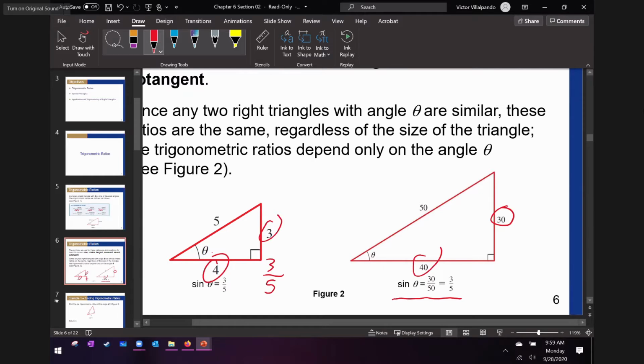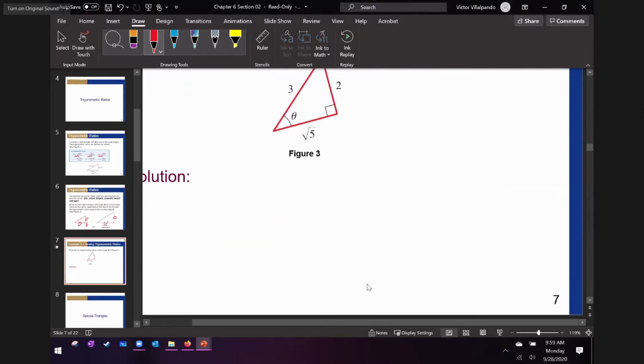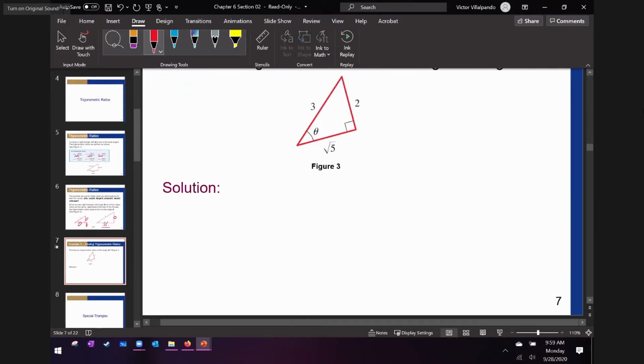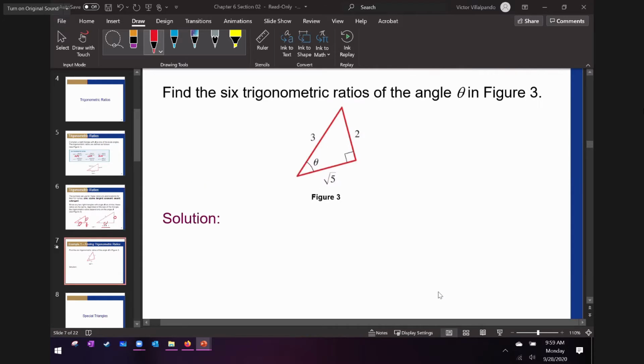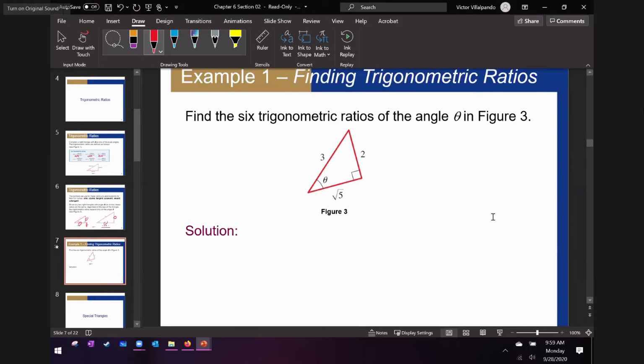All right. Moving on. What do they want us to do here? Let me zoom out a little bit. So here, what do we have? Zoom out right here. So here they want us to find the 6 trigonometric ratios of an angle theta.